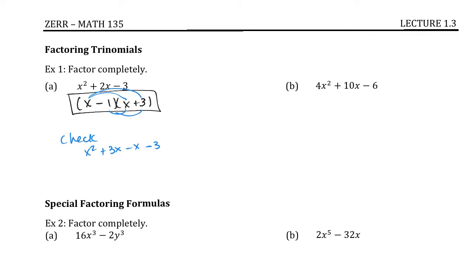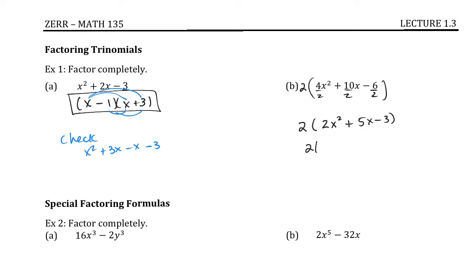Okay, let's try this next one. Let's see, so that's our answer. We need to come up with a multiplication problem that results in that answer. So first I notice everything's even. So if I were going to divide everything by 2, that's factoring out the common factor. Okay, so I'm going to factor out that 2, which means I'm dividing everything by 2. So I'd be left with 2x squared plus 5x minus 3.